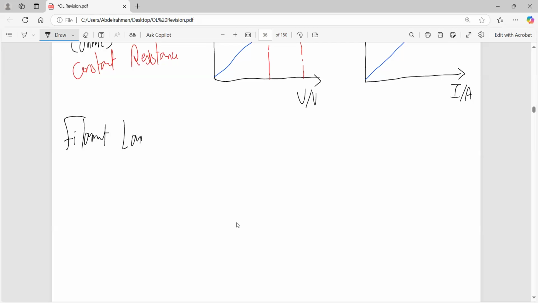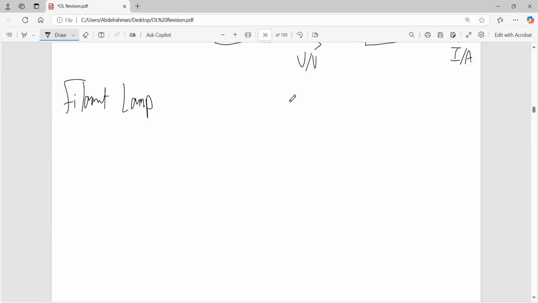Filament lamp. What is a filament lamp, Isha? The problem with the filament lamp, the problem with the light bulb, is that it heats up and the resistance increases. And as I told you a while ago, as you increase the temperature of a wire, what happens to the resistance of this wire?